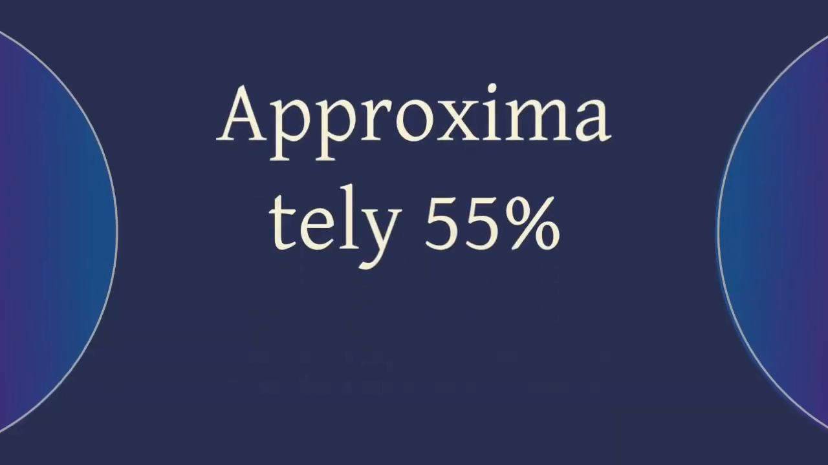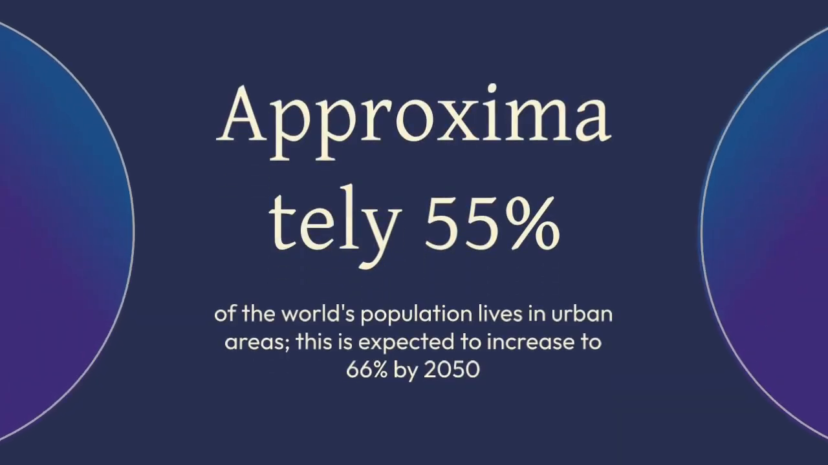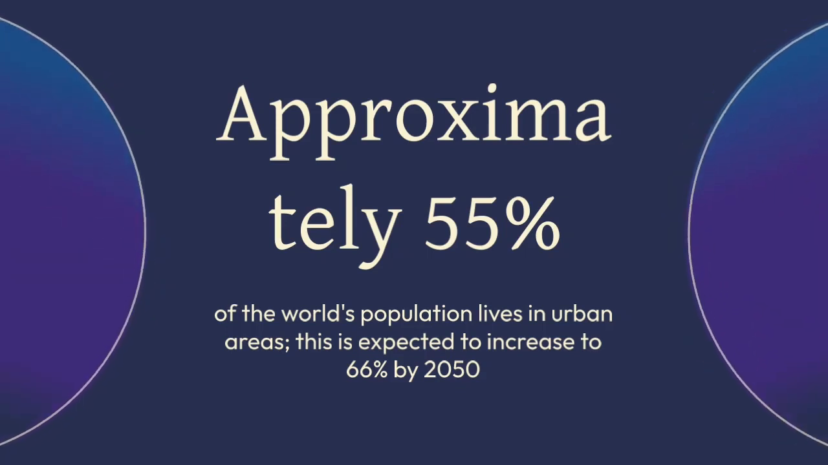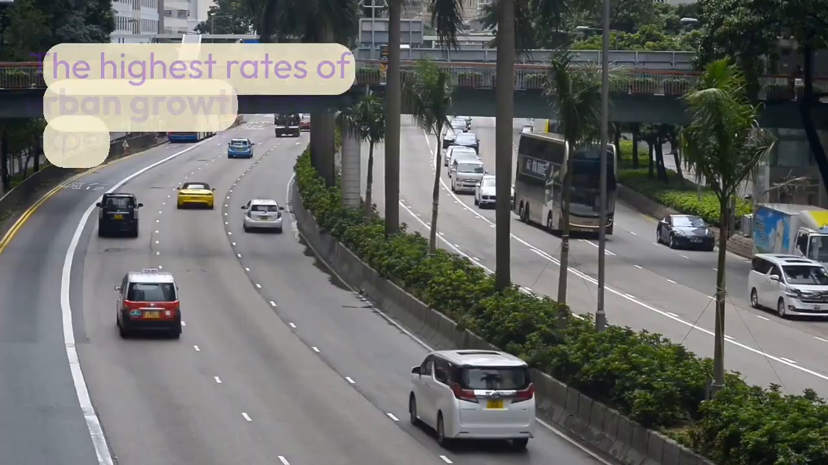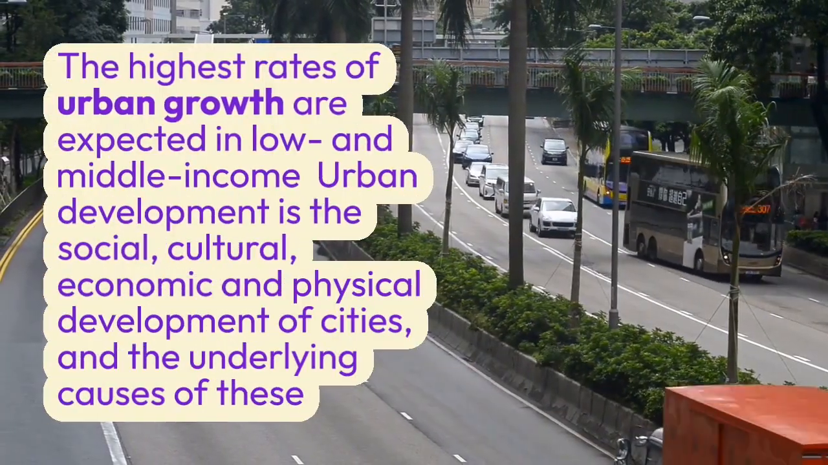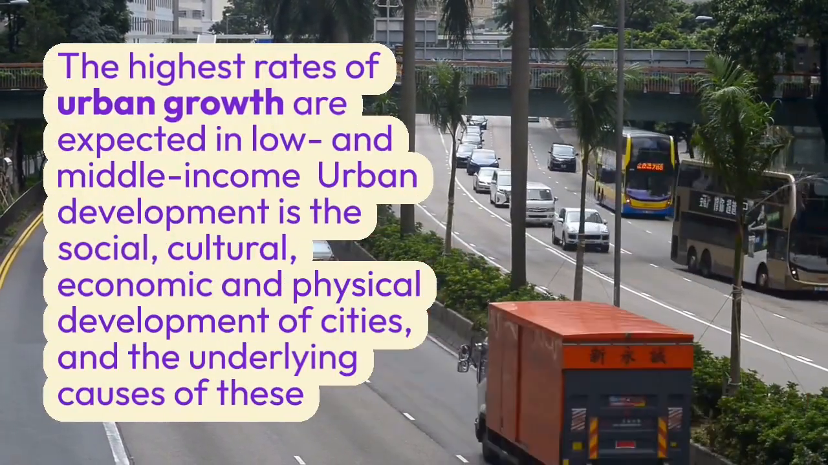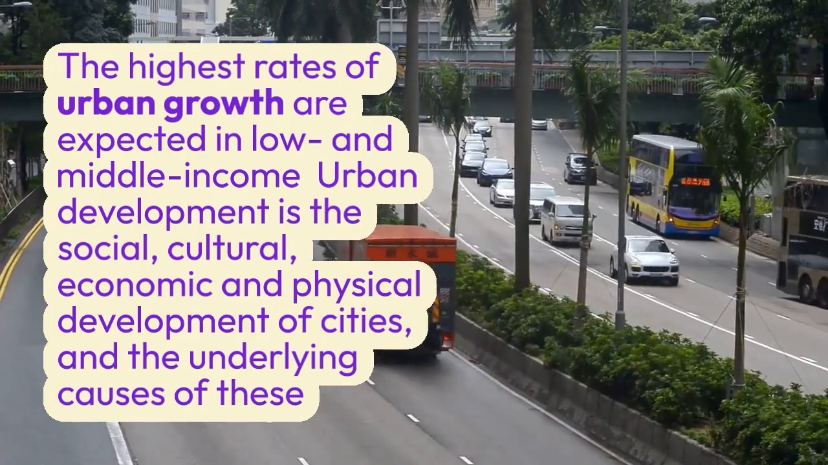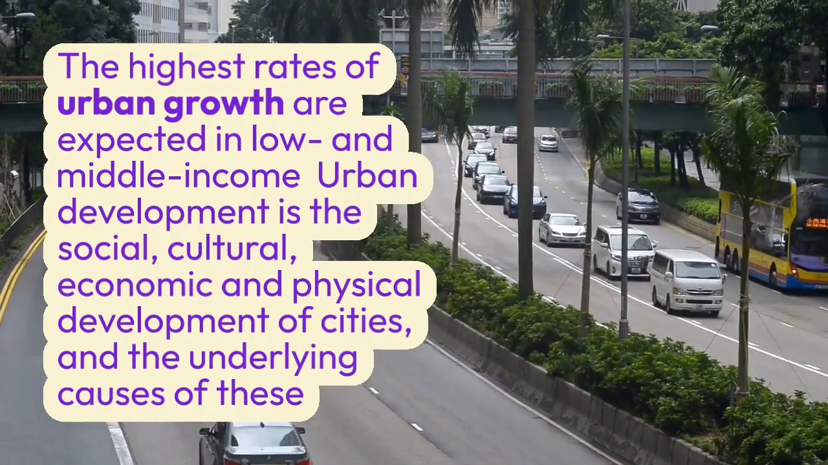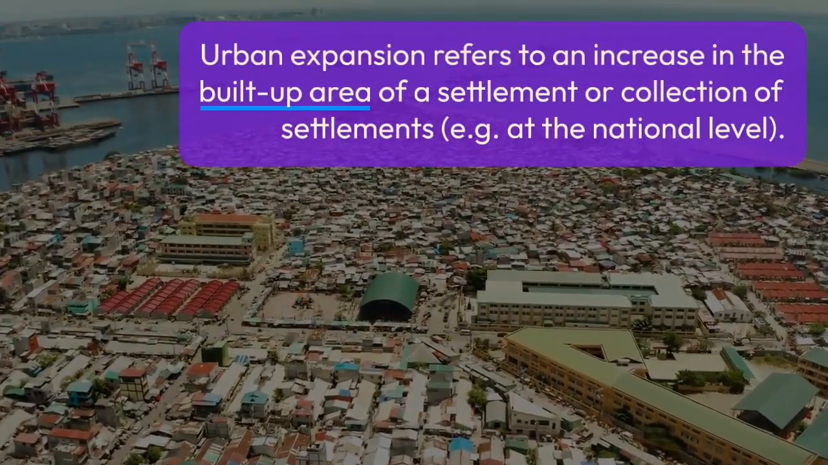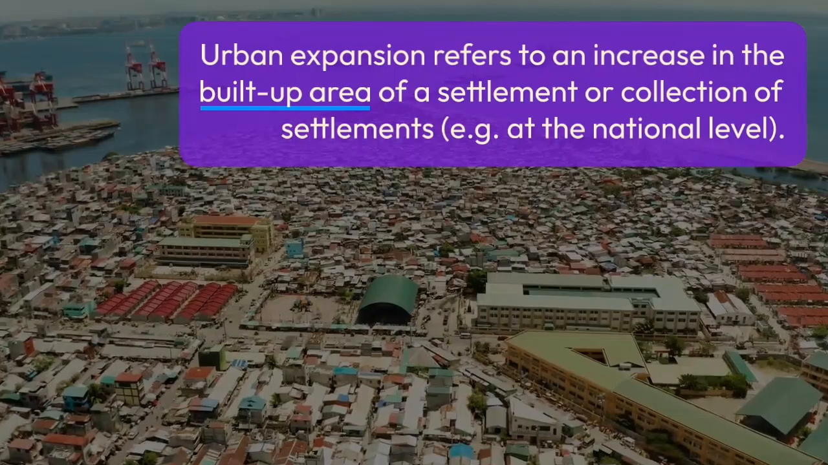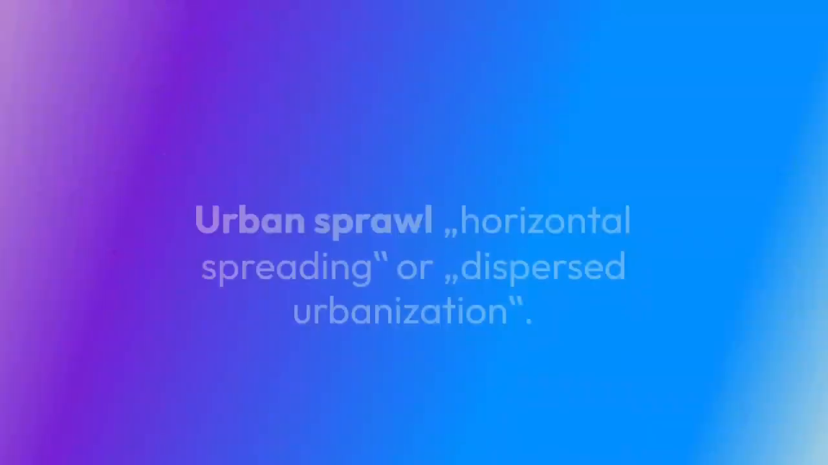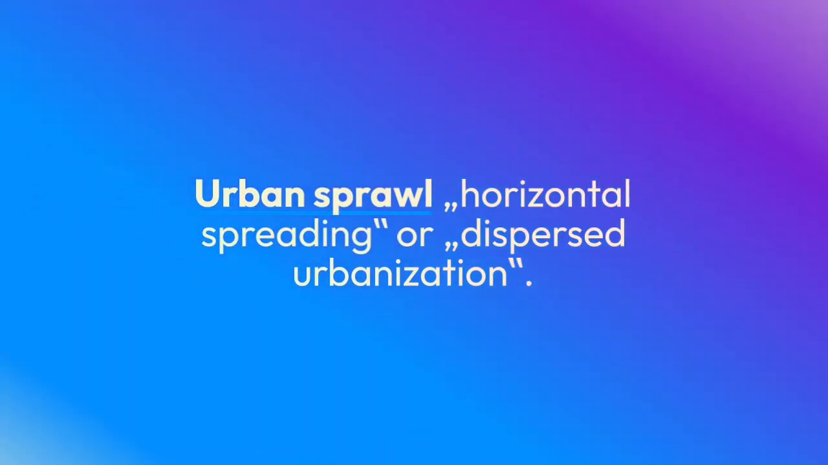Approximately 55% of the world's population lives in urban areas. This is expected to increase to 66% by 2050. The highest rates of urban growth are expected in low and middle-income countries. Urban development is the social, cultural, economic, and physical development of cities, and the underlying causes of these processes. Urban expansion refers to an increase in the built-up area of a settlement or collection of settlements, e.g. at the national level. Urban sprawl: horizontal spreading or dispersed urbanization.